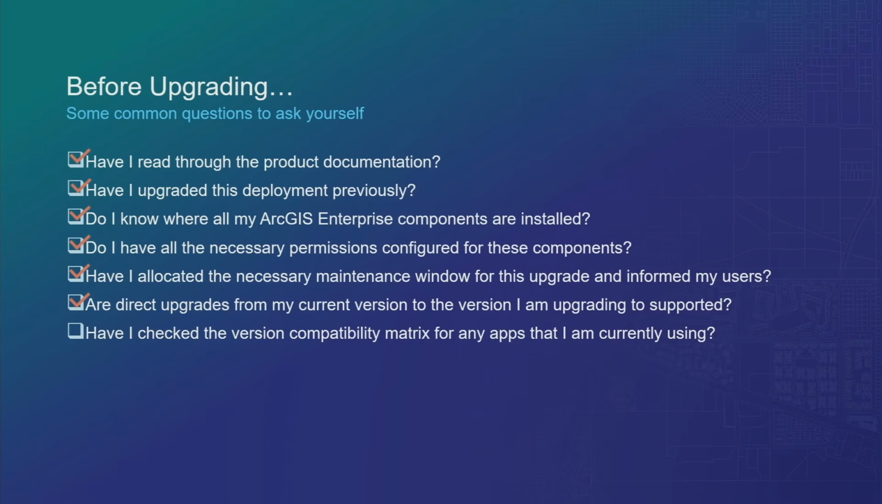And have I checked the version compatibility matrix for any apps that I'm currently using? So you also want to check if the version of the apps you are using are compatible with the version of the enterprise you're upgrading to. But in some cases, certain versions of the apps you're using may not be compatible with the version of enterprise. So you can also check the product documentation for that.